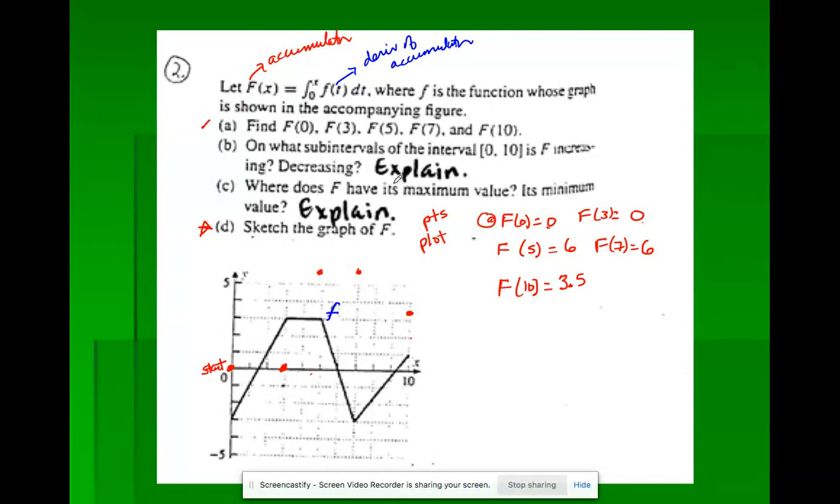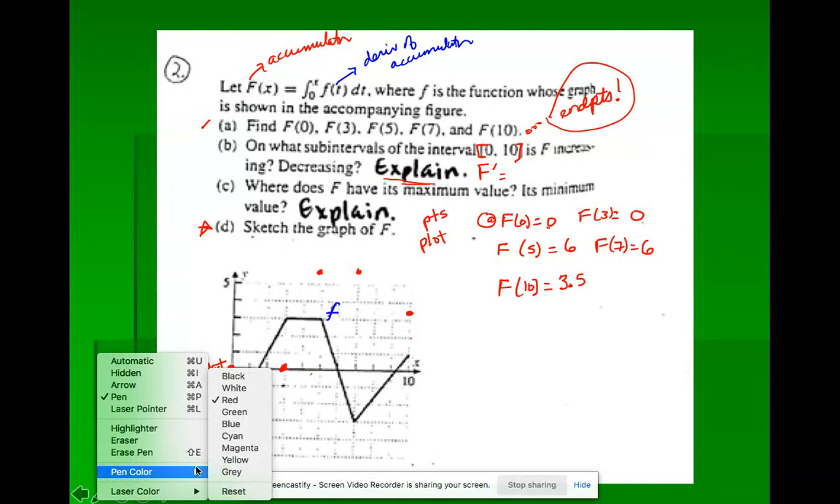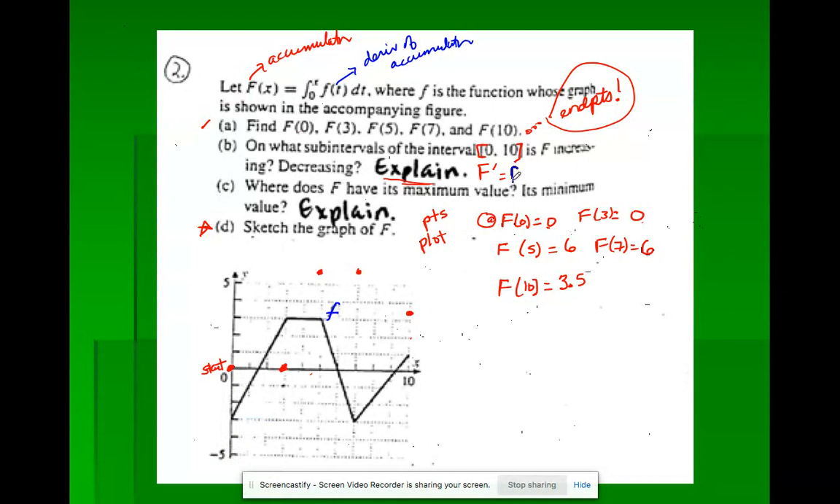Now look at B. On what subintervals, hey, notice 0 and 10 are included. Think to yourself, endpoints matter. Where is capital F, the graph I can't see, increasing? Where is it decreasing? Explain. By the first fundamental theorem, capital F prime is equal to the graph I'm looking at.